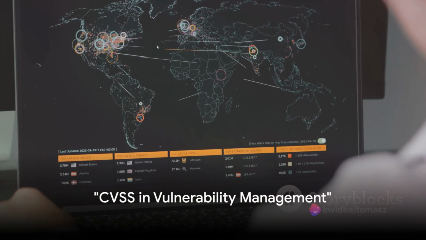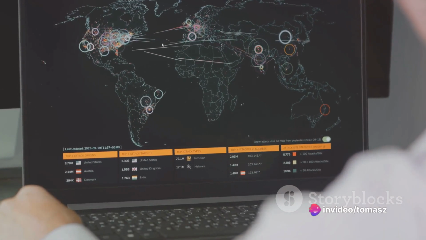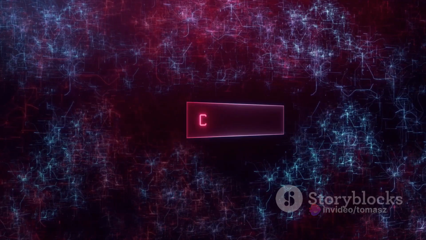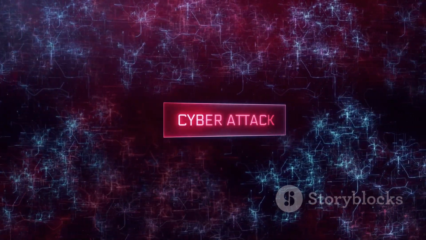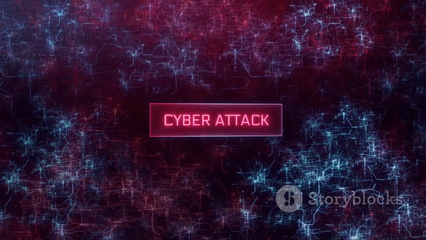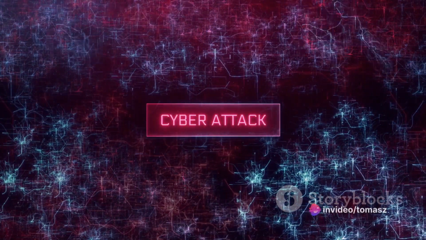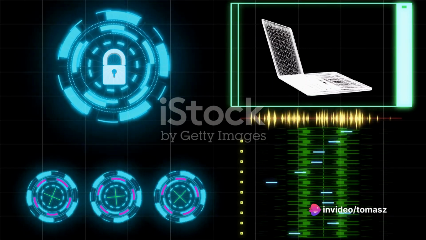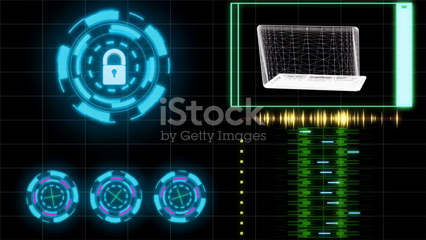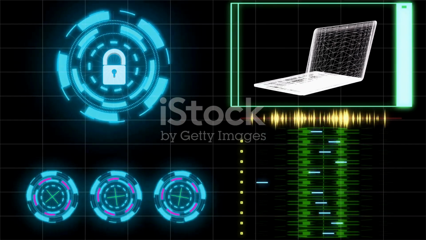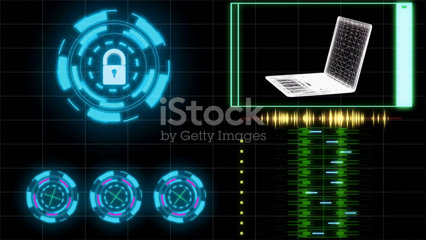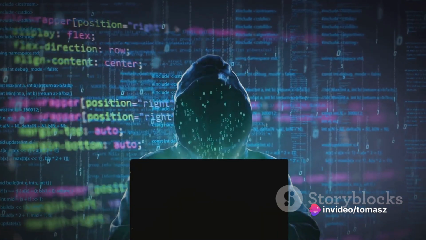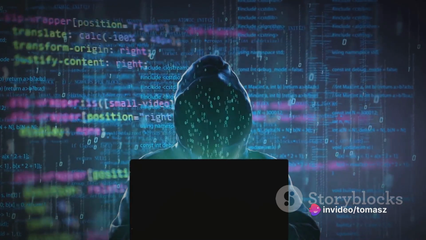CVSS scores aren't just numbers. They play a crucial role in vulnerability management. Think of them as your personal navigators in the vast sea of network vulnerabilities. They help you chart your course, guiding you on where to focus your resources and efforts. In the complex world of cybersecurity, it's not feasible to fix all vulnerabilities at once. Some pose more significant threats than others, and it's those we need to address first. That's where CVSS comes in. By providing a standardized way to assess and rank vulnerabilities, CVSS allows us to prioritize.